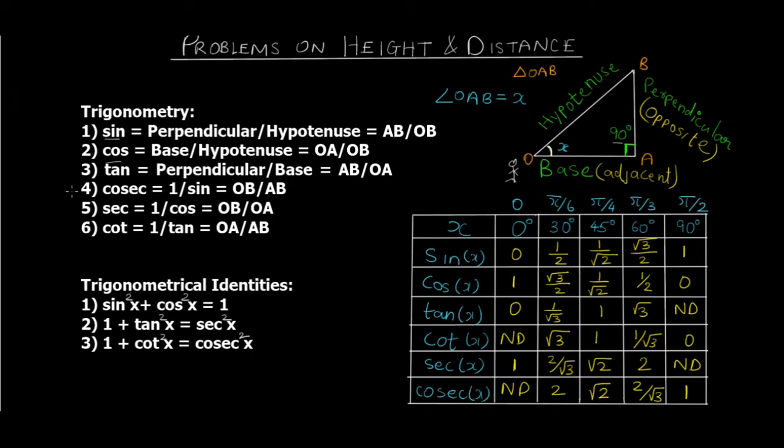Now the other three formulas can be directly derived from the first three. We have cosec of x, which is 1 upon sine. You just have to invert these values. Sine is AB upon OB, so cosec would be OB upon AB. Similarly, sec is 1 upon cos and cot is 1 upon tan. These are values that you need to learn by heart, or just remember, because they are going to make your calculations much faster.